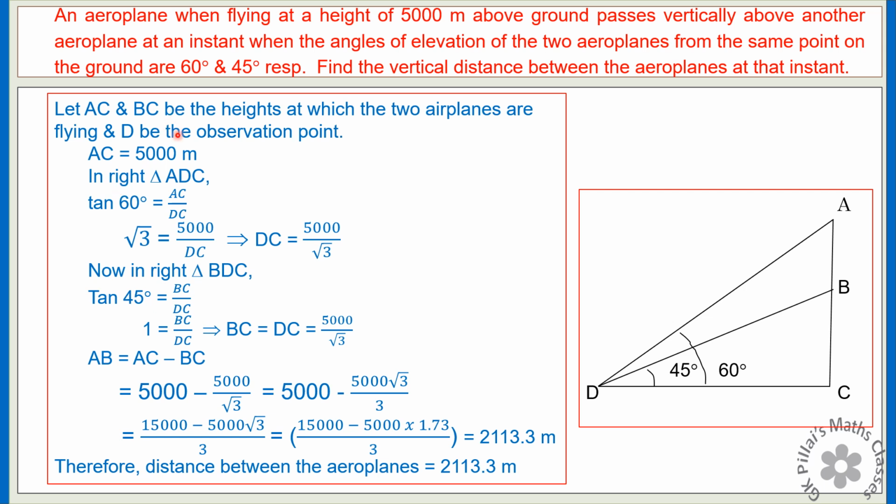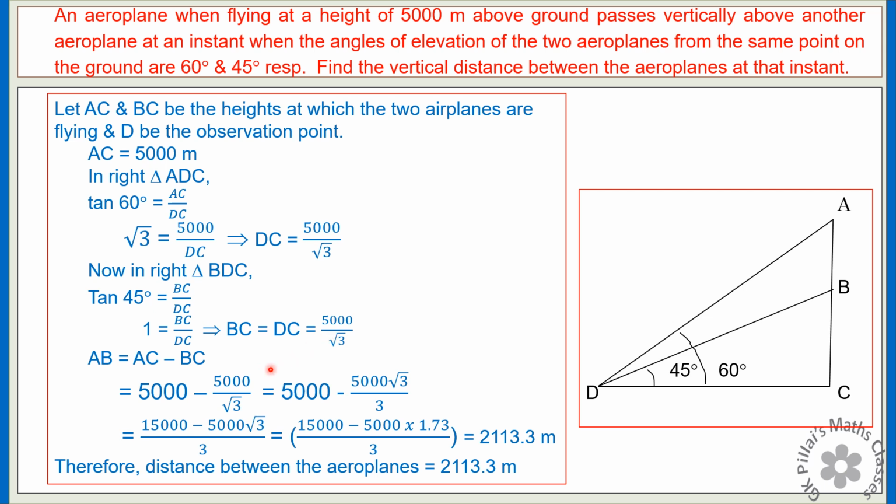Let us write these things. In right triangle ADC first, tan 60 will be equal to AC upon DC, root 3 equal to 5000 upon DC. Bring DC here and root 3 here. Let us take the other triangle DBC, tan 45 equal to BC upon DC. Here 1 equal to BC upon DC, so BC equal to DC, and DC is 5000 upon root 3, we will write here. Now the distance between the two aeroplanes AB equal to AC minus DC.